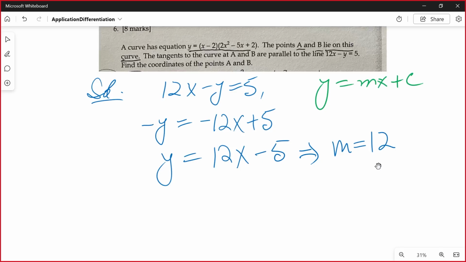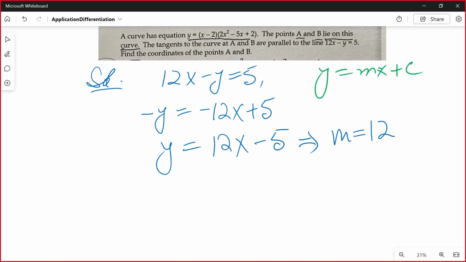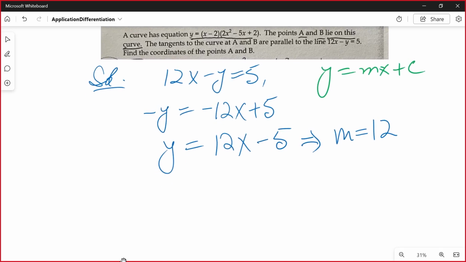So how do we find the tangent of an equation? Through differentiation. If we are given an equation and we have to find a tangent at a point, what is the tangent? Do you know that?